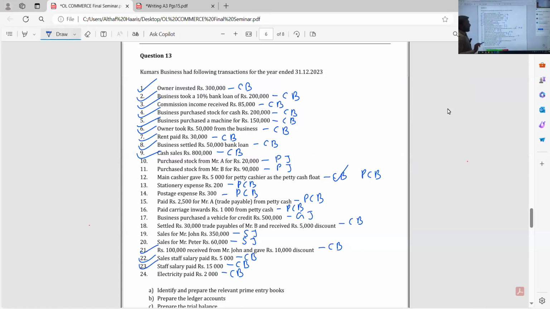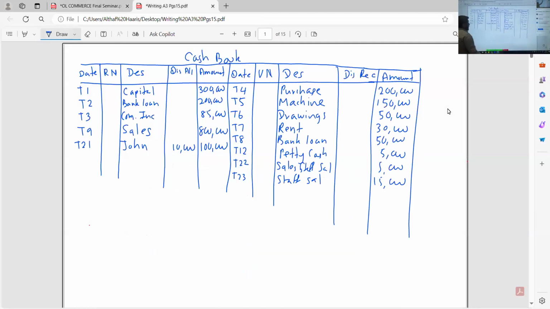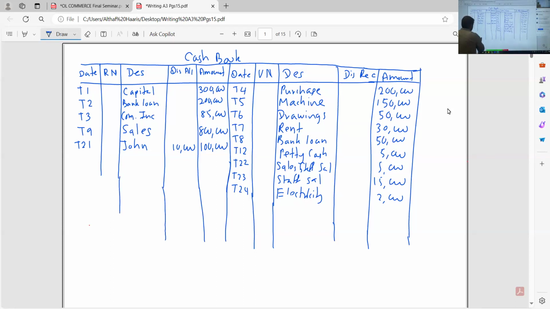You have to prepare everything very soon, very fast. Next one, electricity paid. Electricity paid 2,000. T24 electricity. Electricity 2,000. So here, let's keep it like this. Now quickly start preparing the ledger accounts, people.